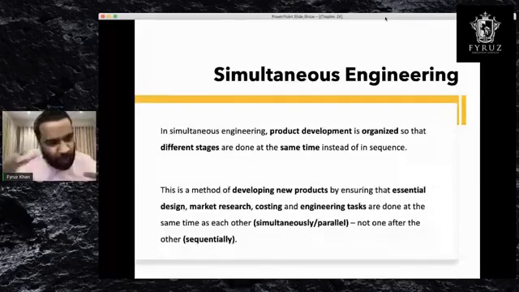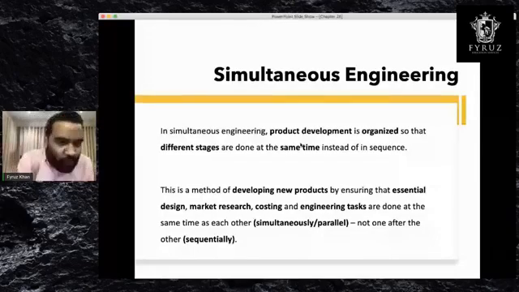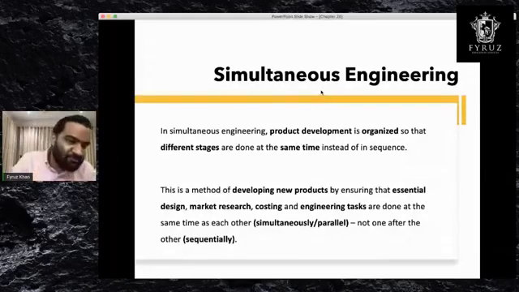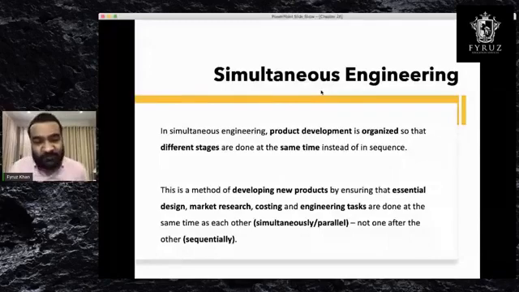So it is a long process. It's a time-consuming process. This process is known as sequential. You do one after the other. This is an old orthodox way. But simultaneous means at the same time, I will do everything. That will save a lot of time.